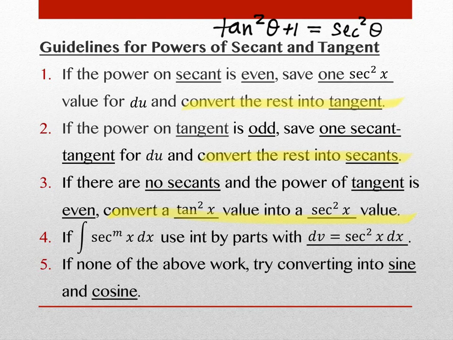Number 4 is your new favorite tool to use. If you actually have only secants, not only tangents, but only secants, in number 4 you're going to end up using integration by parts, but it tells you what dv is. It's integration by parts with dv equal to secant squared, okay?